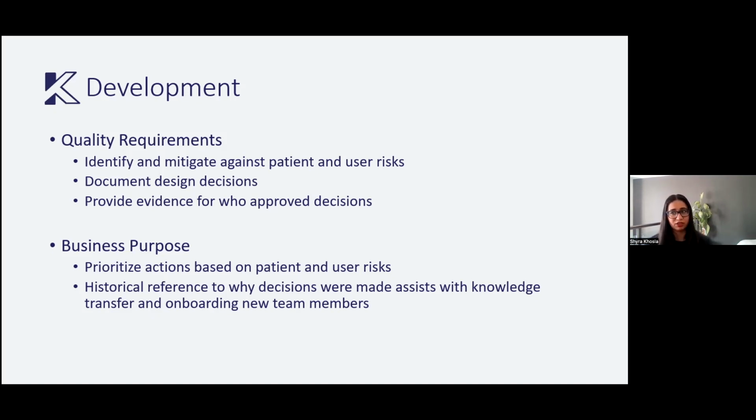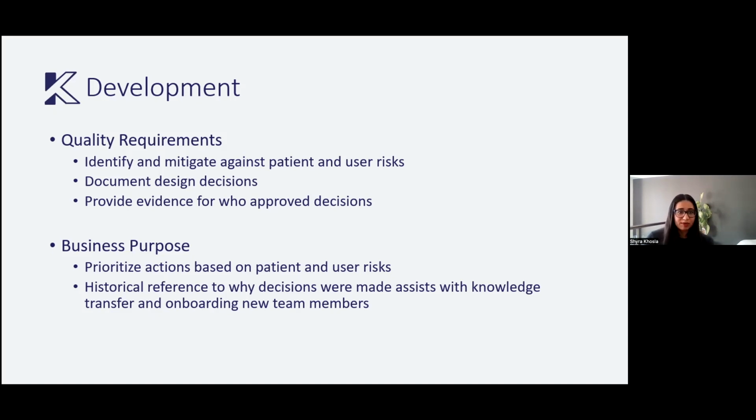And you're going to have to provide evidence for who approved decisions. So that's not just design decisions in terms of those trade-offs, but even the specifications of a specific part or a drawing, all of those things that require evidence of approval.